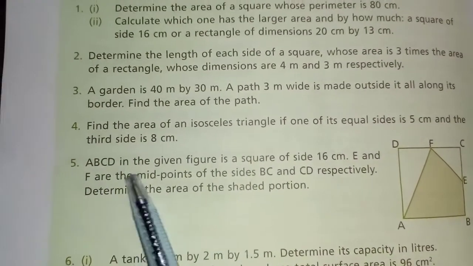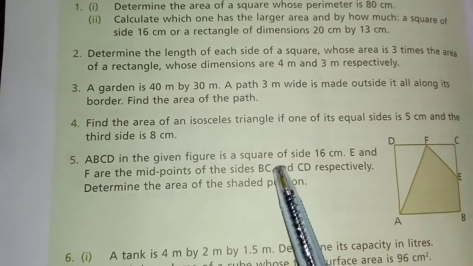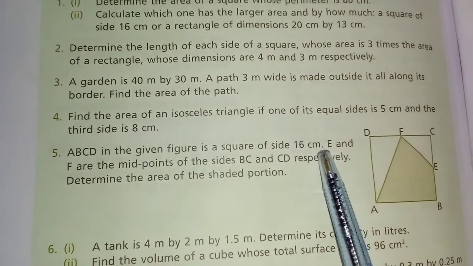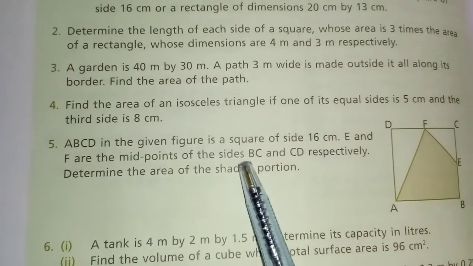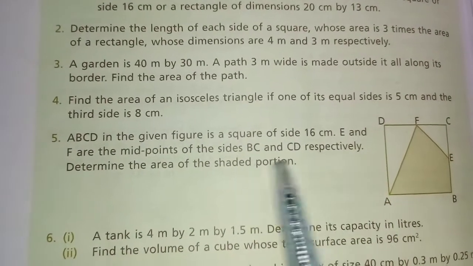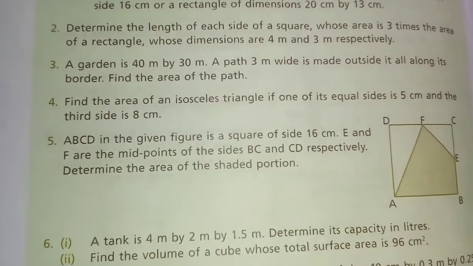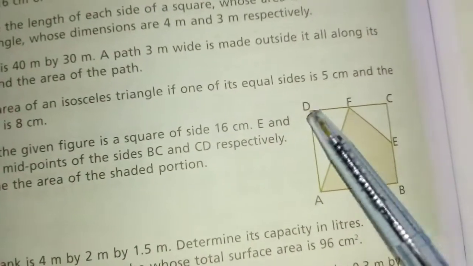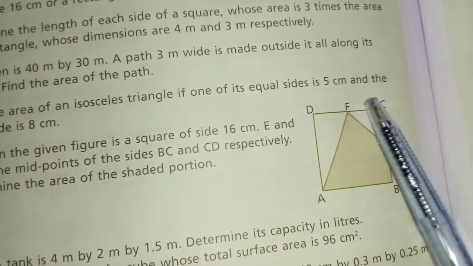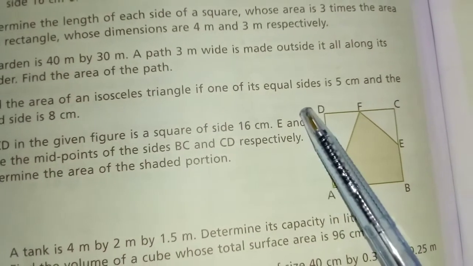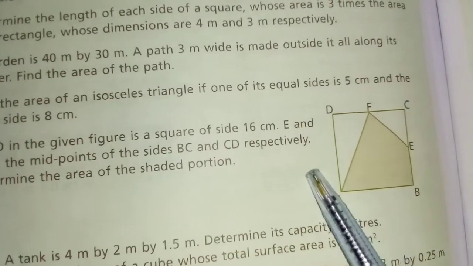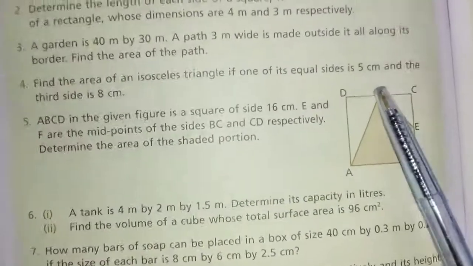Question number 5. ABCD in the given figure is a square of side 16 centimeter. E and F are the midpoints of the sides BC and CD respectively. Determine the area of the shaded portion. So student, in this question, the area of the square we have to find when the length is given. Length is 16 centimeter, so area of the square is 16 centimeter multiplied by 16 centimeter.